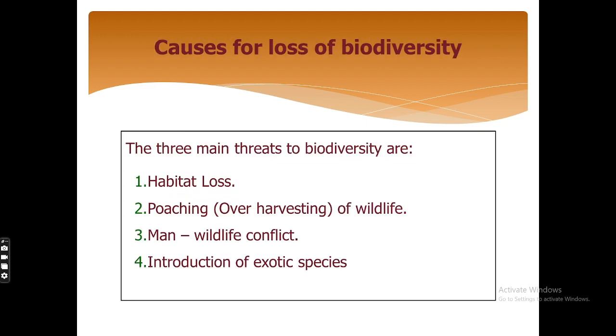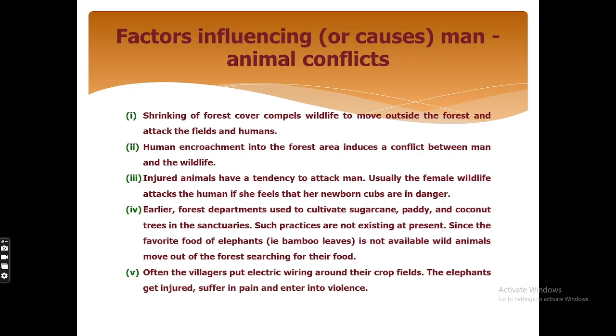Causes for the loss of biodiversity. So what are the main threats to diversity? Habitat loss, overharvesting of wildlife, man-wildlife conflict, and introduction of exotic species. And the causes, or factors influencing, man-animal conflicts.